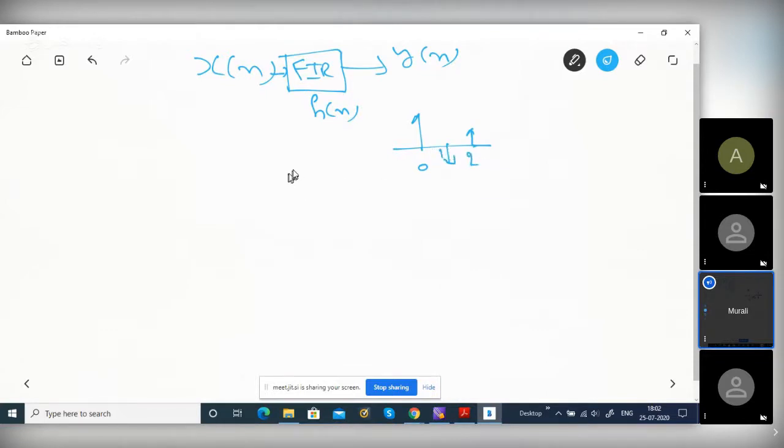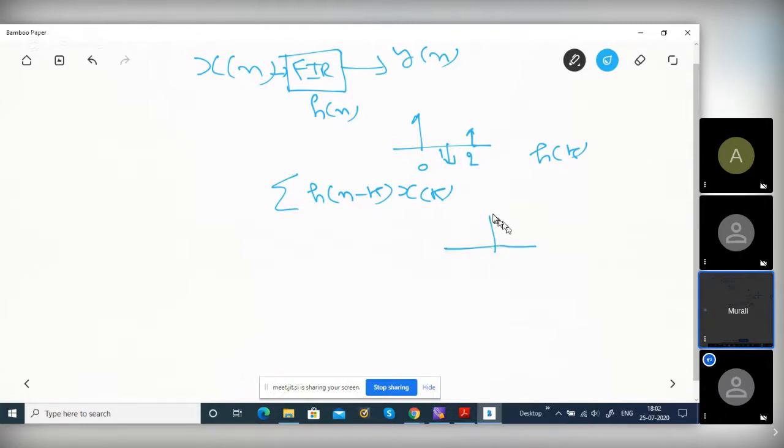So I told you, you can use this formula also: sigma h of n minus k, x of k. Here n is a dummy variable. You can put h of k also, instead of n you use k, anything. What is h of minus k? How will h of minus k look? It is the mirror image. Flip it.